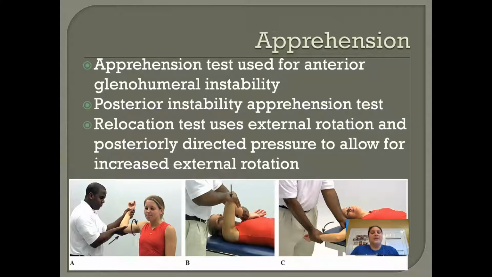Okay. B is for the posterior instability apprehension test, and all they're doing is the patient is lying supine. The clinician flexes their shoulder and applies a little bit of pressure on their elbow, so posterior pressure. And then the relocation test is C, where, I don't know if the little box is in your guys' way, they're doing an anterior apprehension test, and then they're just putting additional pressure to see if it's eliciting any additional pain.